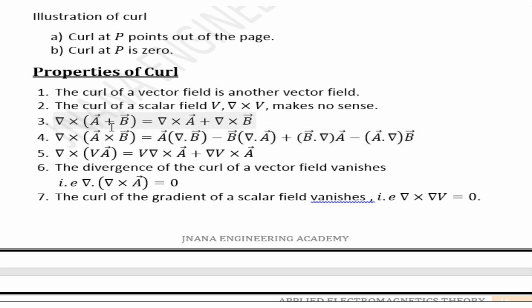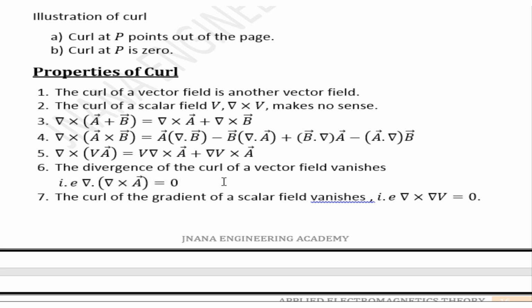Now del cross (A plus B), where A is a vector and B is a vector, is del cross A plus del cross B. Now del cross (A cross B) is defined as A times (del dot B) minus B times (del dot A) plus (B dot del) A minus (A dot del) B. And the next property, del cross (VA), is V del cross A plus del V cross A.